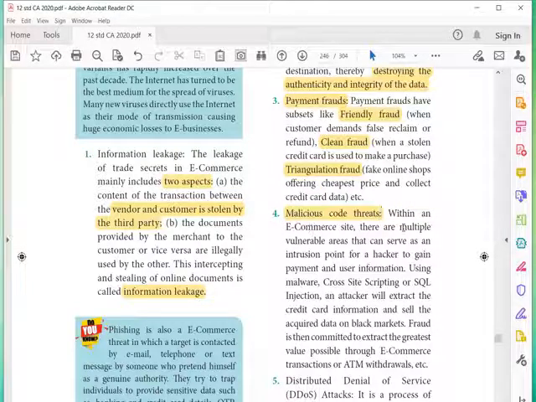Within an e-commerce site, there are multiple vulnerable areas that can serve as an intrusion point for a hacker to gain payment and user information. What does this mean? For example, if you are in Paytm or Amazon, while we are purchasing a thing, it will ask whether you are selecting a credit card, a debit card, net banking or UPI payment. So it will ask for the options.